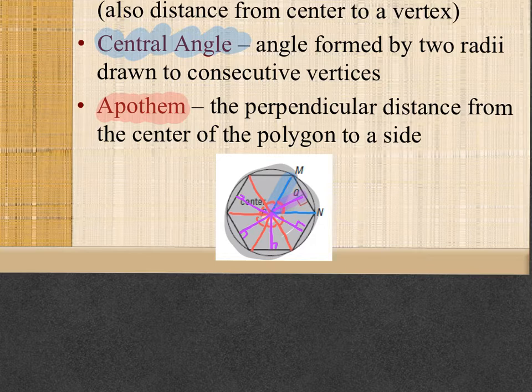So let me ask you a question about the center. It's always the dead center. Yeah, you won't always see the circle around it, but if you could envision a circle around your polygon, the dead center of that circle is also the center of your polygon.